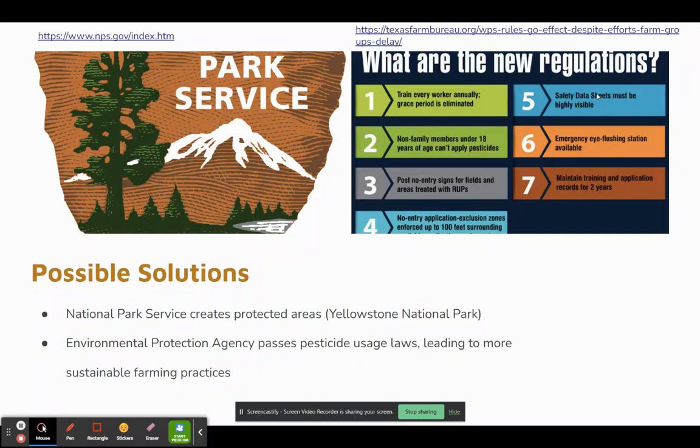Well, the main thing is creation of protected areas by the National Park Service. So, Yellowstone National Park is a great example. All these species I showed live there. And then also the EPA, Environmental Protection Agency, passing pesticide usage laws, hopefully leading to more sustainable farming practices.